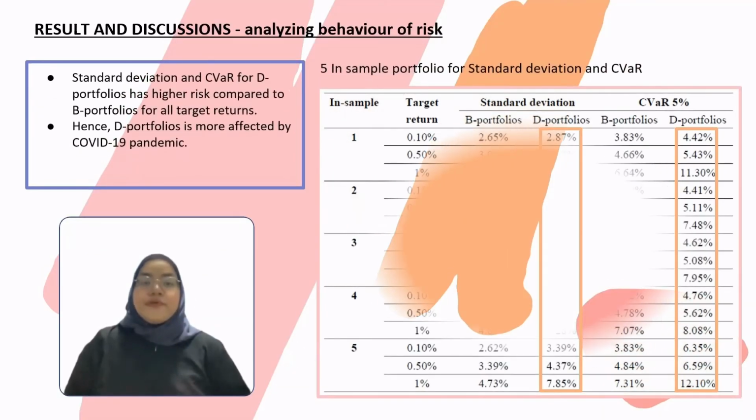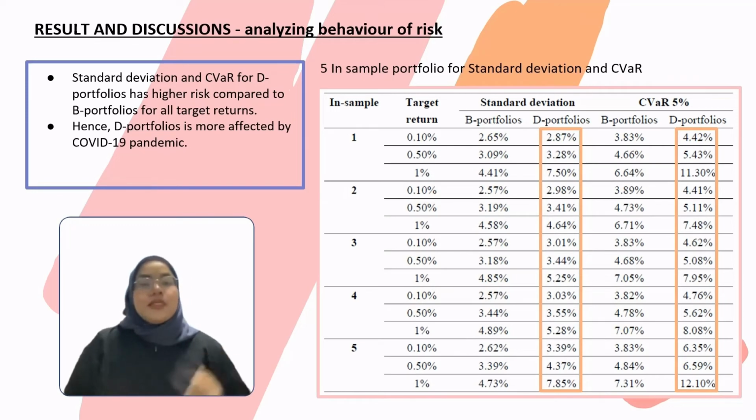Next, the table represents the 5 in-sample for standard deviation and CVaR, where we can observe that standard deviation and CVaR for D portfolio is higher compared to B portfolio for all target returns. Note that the other 5 in-sample consist of the same pattern where D portfolio has higher risk for standard deviation and CVaR. Hence, we can say that the during COVID-19 portfolio, that is D portfolio, is more affected by the COVID-19 pandemic.